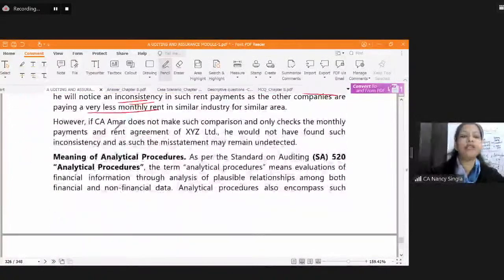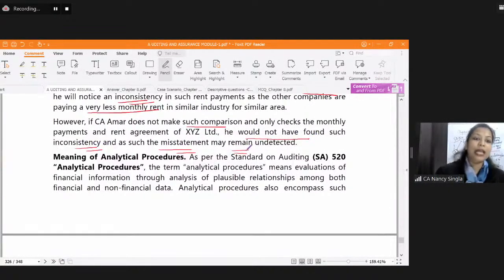However, if CMR does not make such a comparison and only checks the monthly payments, he would not have found such inconsistency, and such misstatement may remain undetected. Clear? Now, what is the definition of analytical procedures?